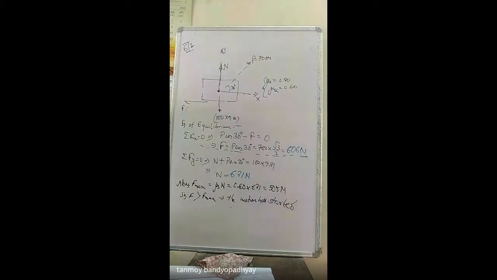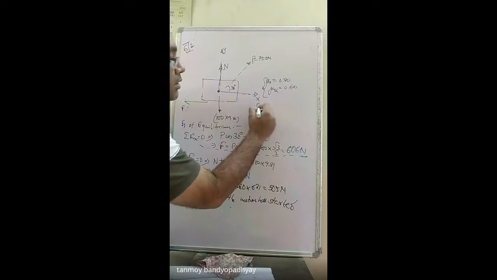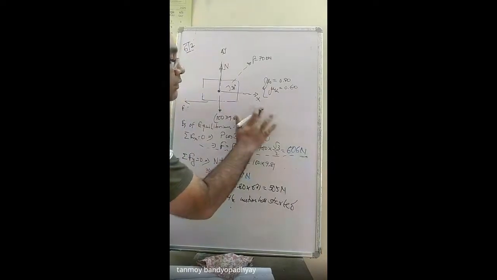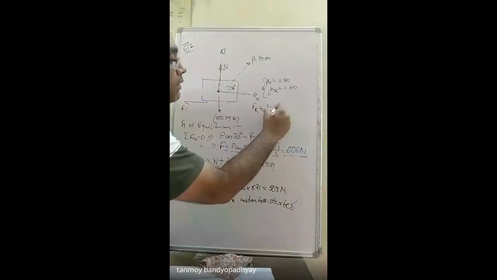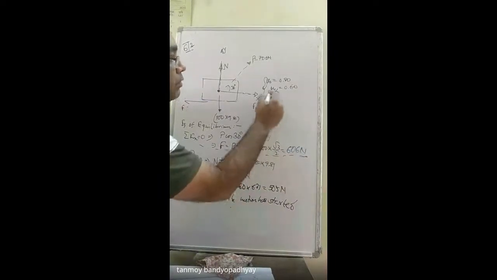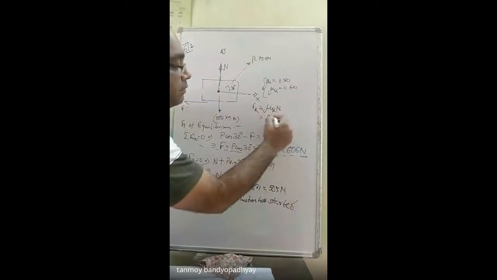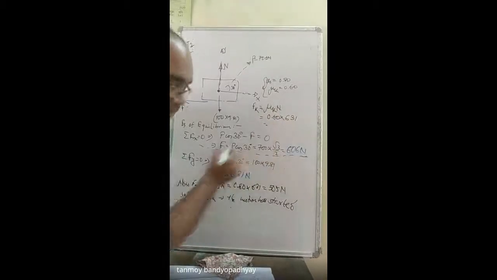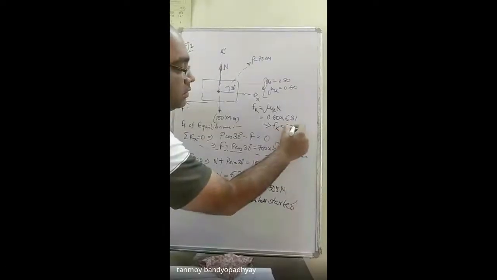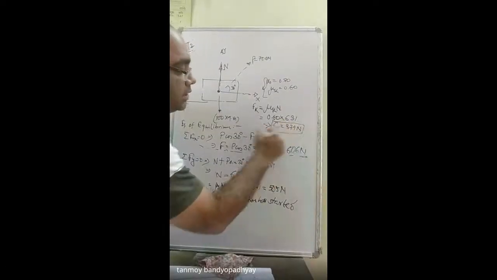Since the body is in motion, what will be the frictional force? The frictional force will be equal to Fk, which is mu k into N. So mu k is 0.60 into N, and N is 631. See what the value is. 379, so Fk is equal to 379 Newton. So this is the answer.